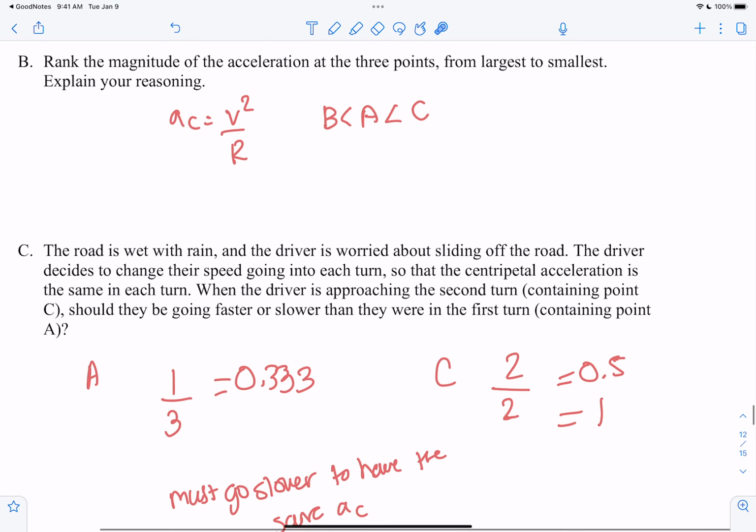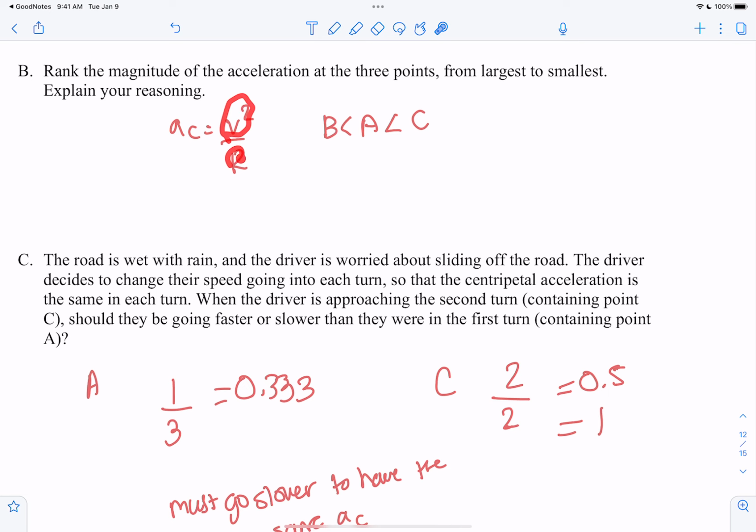But in terms of equations, for v squared over r, since A has a larger r and C has a smaller r, then we would have to decrease v, because that's the only other variable in play. So if r for A is bigger than r for C, then v for C has to decrease in order to keep the values the same.